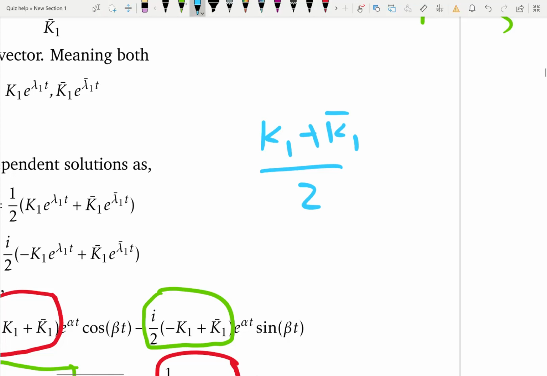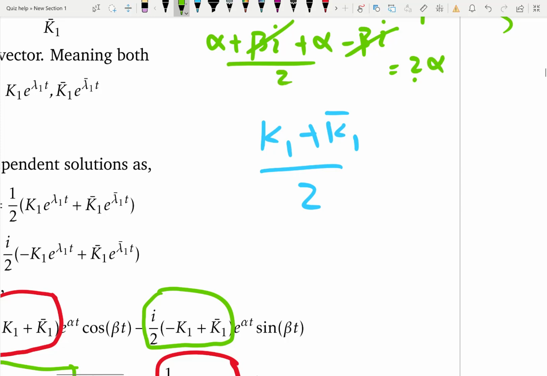So let's look at the complex number version of this. You have alpha plus beta i and you add your complex conjugate to it, alpha minus beta i. So what you get is the beta i cancel out, you get 2 alpha. Now you divide this by 2, so 2 alpha divided by 2 is alpha. Now what is alpha? Alpha is the real part of the complex number. So guess what you get here? The real part of the complex eigenvector. That's the analog for vectors. Okay, so B1 is k1 plus k1 bar over 2.